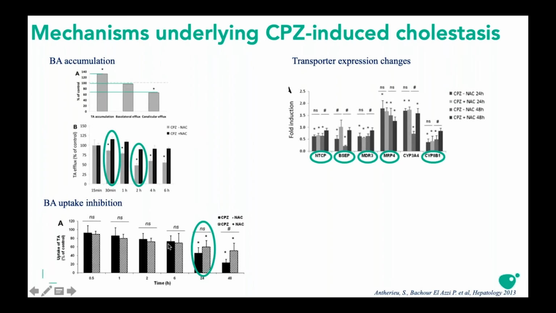In fact, the downregulation of NTCP expression, which is involved in bile acid uptake, and CYP8B1, which is involved in bile acid synthesis, together with the upregulation of MRP4 expression, which is involved in basolateral efflux, could be considered as compensatory mechanisms and a protective response against chlorpromazine-induced cholestasis.